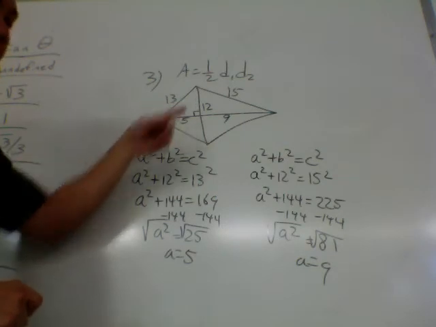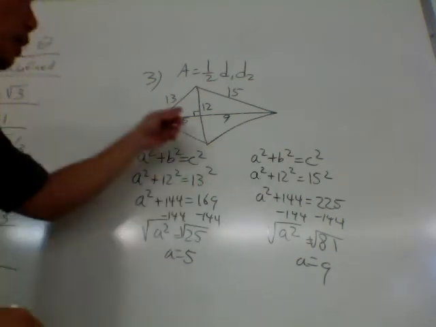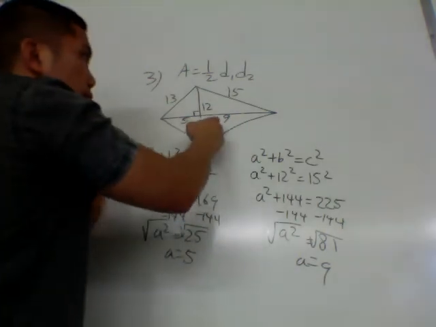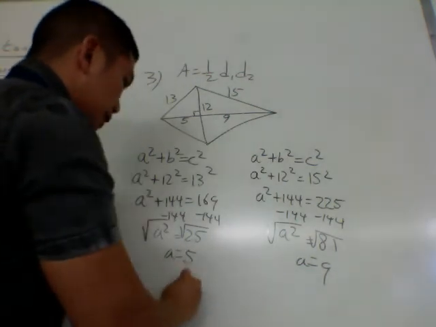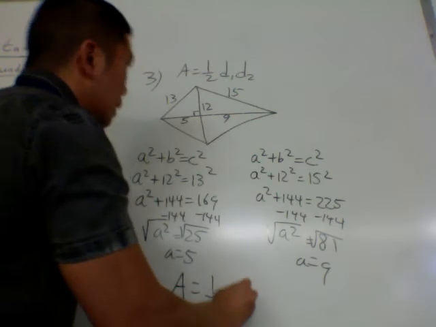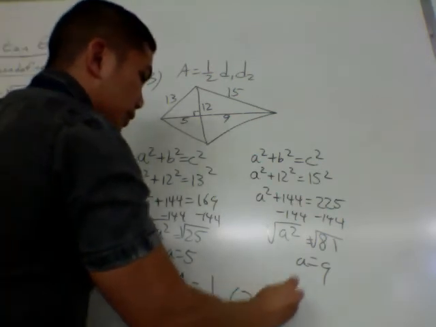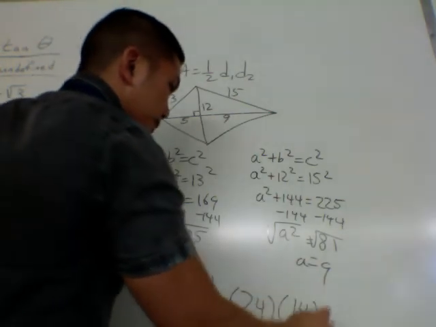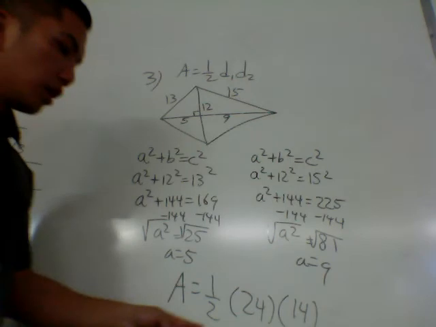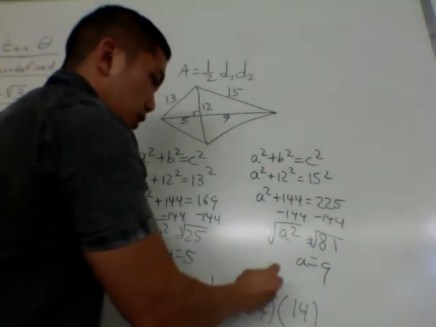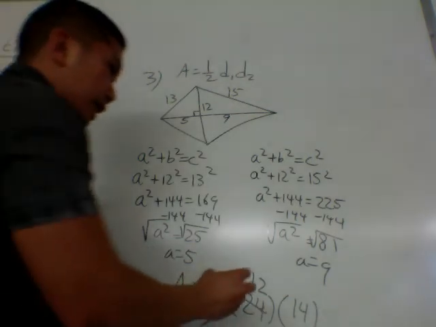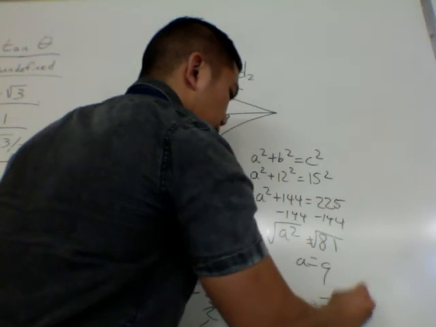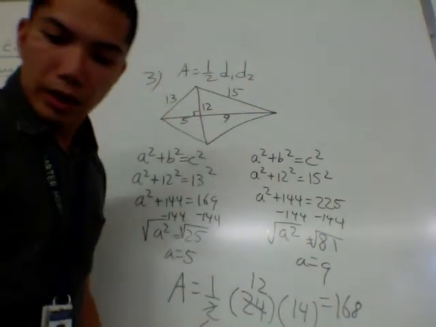So now I can plug things into the formula, because d1 is 5 plus 9, that is 14, and d2 is 12 plus 12, that is 24. So my area is equal to 1/2. I'm going to make this 24 for 12 plus 12, and then 9 plus 5 is 14. Okay. So this becomes 12 times 14, and so my area should be 168 inches squared.